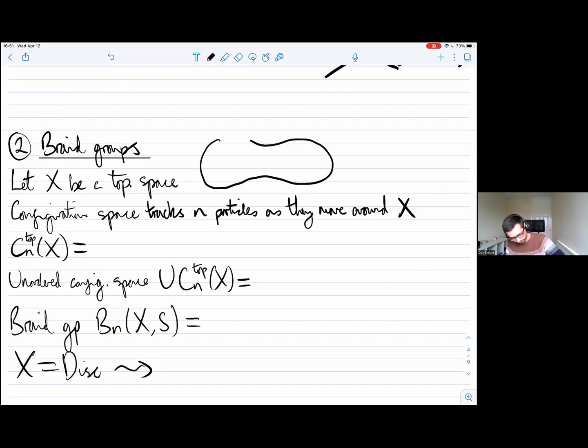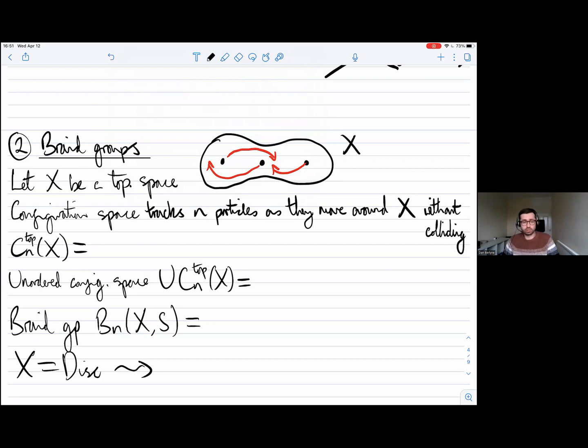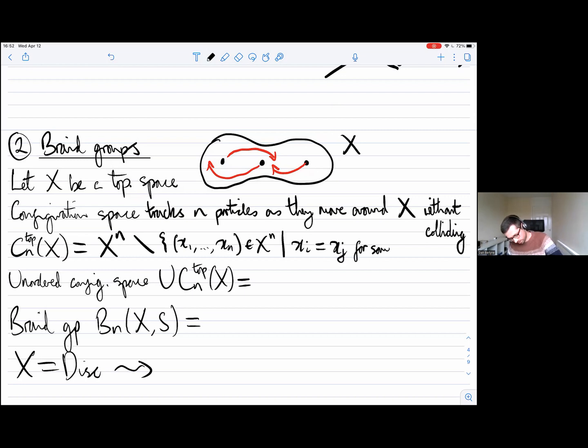Okay, so imagine you have this space X, and you've got some number of particles moving around, weaving in and out of each other, without colliding, I should emphasize that. Okay, so the idea of the configuration space is, well, it's going to be the space of all the possible configurations. So we start by taking a direct product of n copies of X, and these are going to represent the locations of the n different particles. And then, because the particles aren't allowed to collide with each other, we remove a diagonal consisting of all of the n-tuples such that x_i equals x_j for some i not equal to j. Okay, so right, in other words, no two particles can occupy the same location.